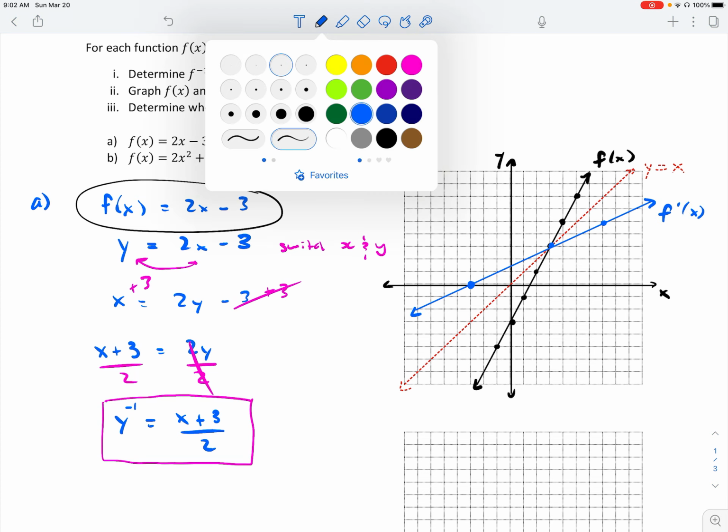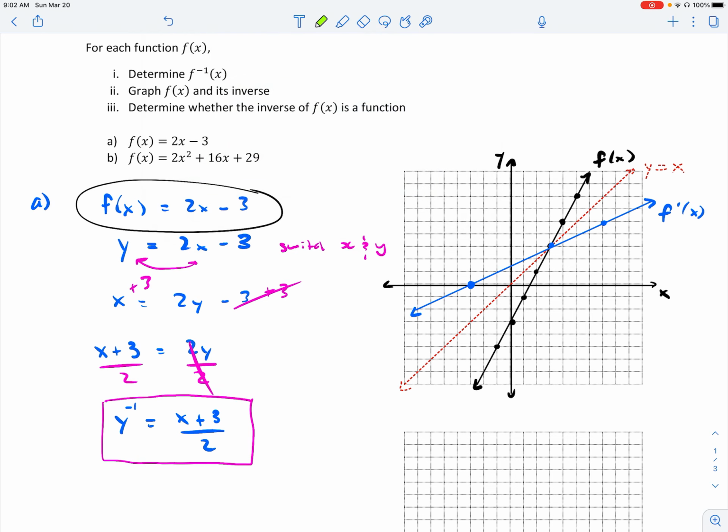Okay, another characteristic you'll see is that the points are equidistant from the reflection line. Meaning the distance from here to here is the same as from here to here. That line that you draw always needs to be perpendicular to the reflection line. Okay, so that's the first function. We have it graphed. The inverse is graphed.